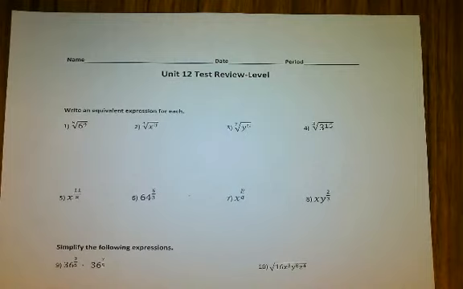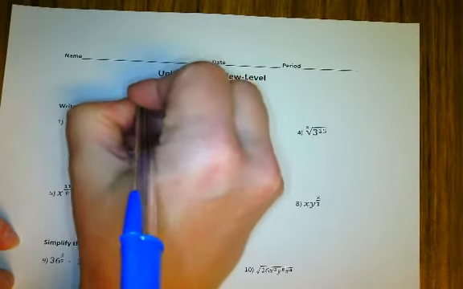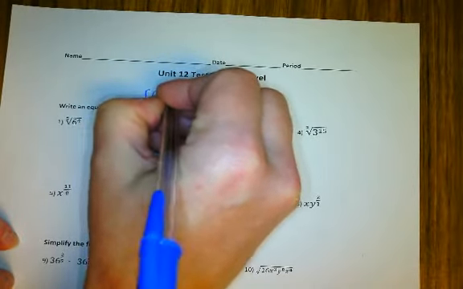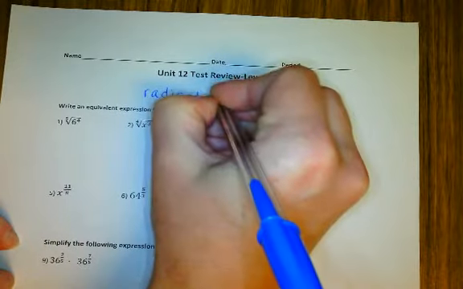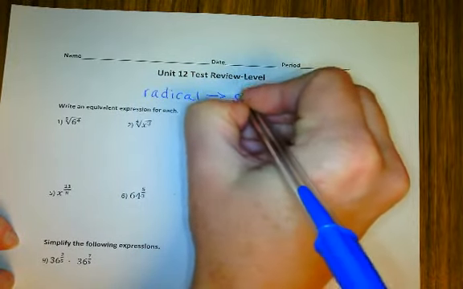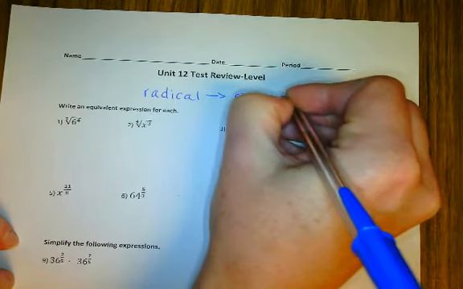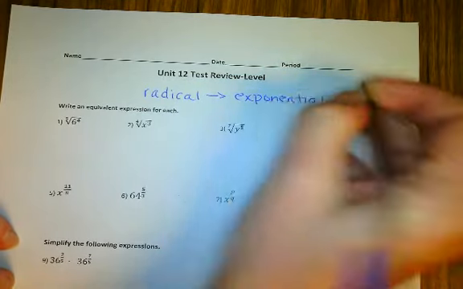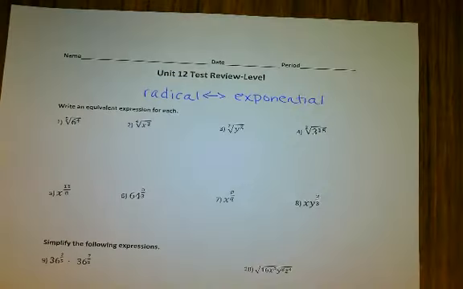Unit 12 test review. Okay, on the first few problems, we're just going to convert from one form to the next. We could convert from radical to exponential, or we could go from exponential back to radical. So we'll be going between the two.